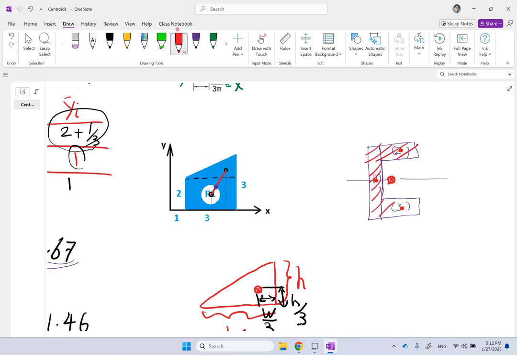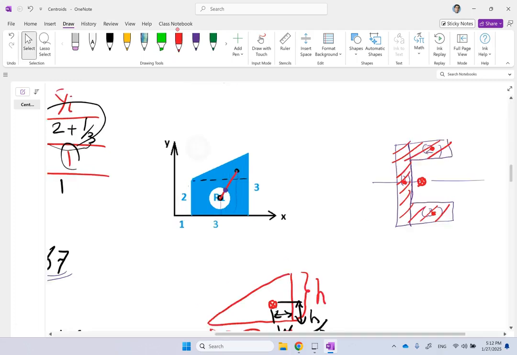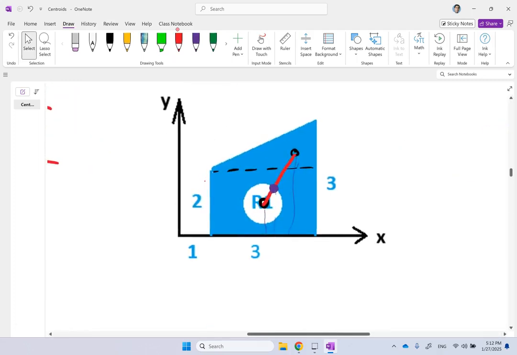So not centroid of all shapes are inside of them, especially if the shape is not a convex shape like this. They might have it in their hollow areas, okay? But that's fine. So that's another thing that I wanted to tell you. And since I mentioned this, let me just tell you another thing that might be interesting.